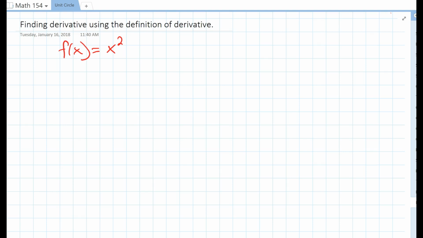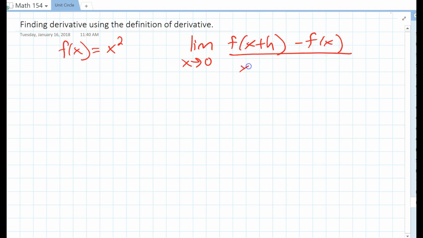So the definition of the derivative basically looks like this: the limit as h approaches 0 of f of x plus h minus f of x, all divided by x plus h minus x. You can see that's just slope. If we erase the limit, it's just slope, y minus y over x minus x.